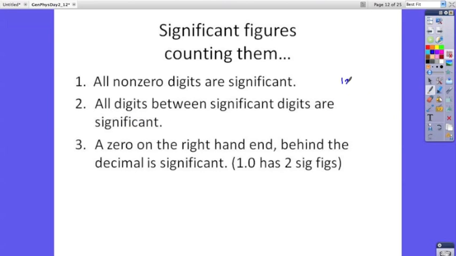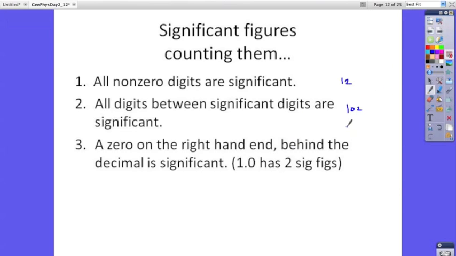So the number 12, well, that has two significant digits. The number 102, well, that has three significant digits. The 1 is significant because it's not 0. The 2 is significant, it's not 0. That 0 is in between two significant digits, and so it is also significant. So this has 3.